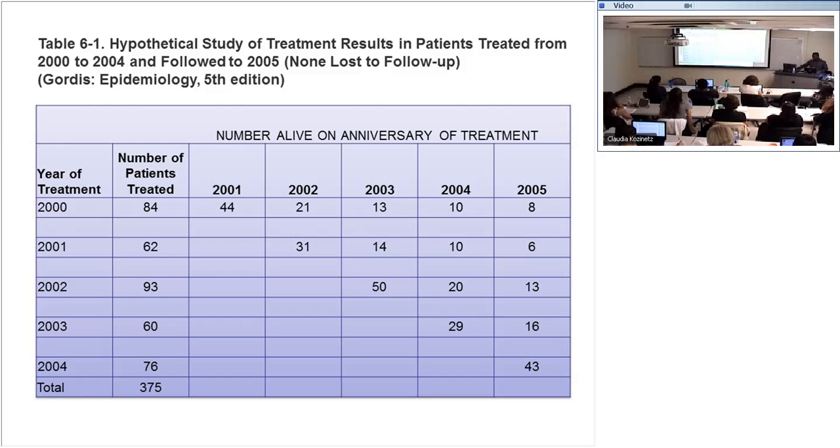So if you see 2000, those people that started in 2000, we were able to follow them for the 5 years at least, from 2001 until 2005. Other people were treated in 2001, so we couldn't follow them for as long. So that's the way until the last group joined in 2004. This group, we only follow them for how many years? Just 1 year.